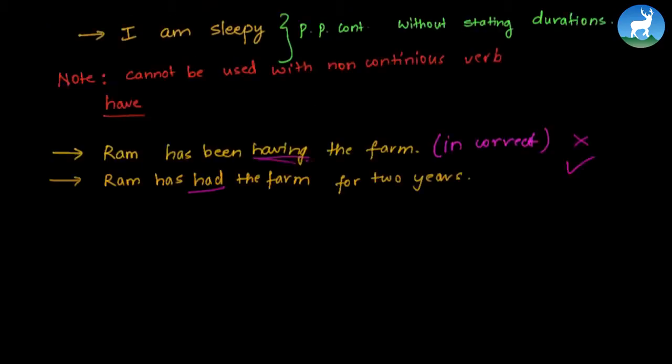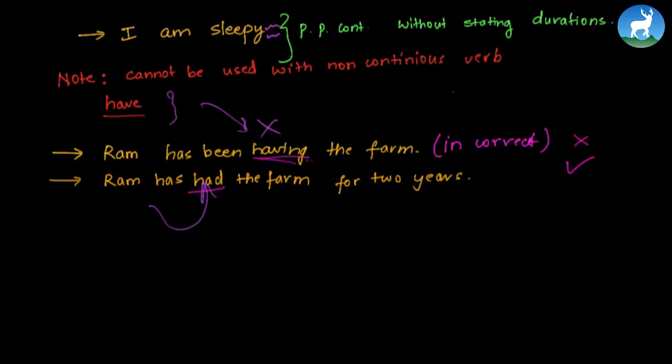We can also use the present perfect continuous tense without stating durations, right? So we can say that I am sleepy, I am tired. Here we do not use any time duration. And you should notice that it cannot be used with a non-continuous verb. For example, have is a non-continuous verb, so you cannot use having. Instead, you should use the form had, as I said earlier.